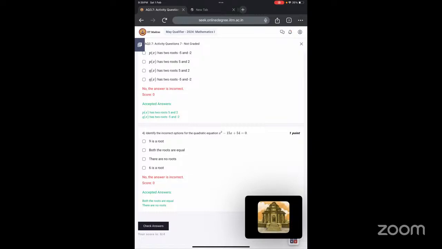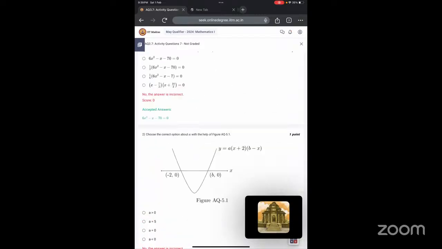Ma'am, can you give an example of no real roots? X squared plus 1 equals 0. Okay. Anything else?